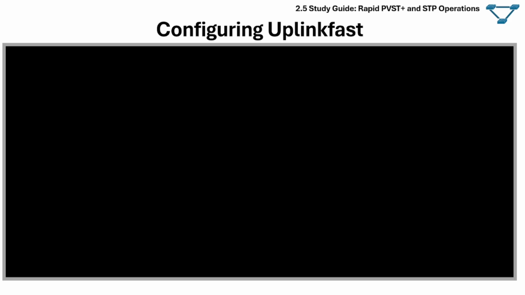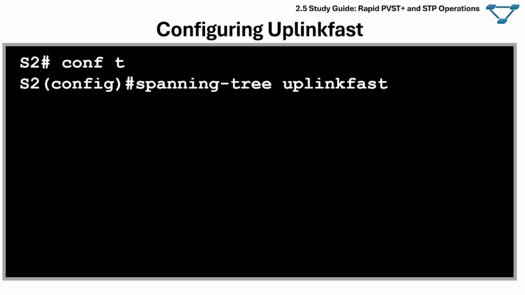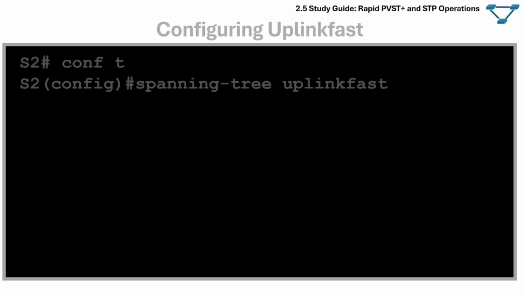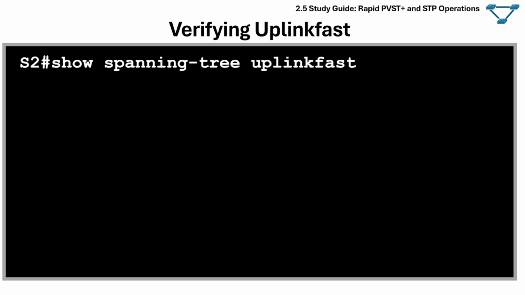Let's now configure UplinkFast. We can enable UplinkFast globally by going into the global configuration mode and using the command spanning-tree uplinkfast. Once enabled, UplinkFast works across the entire switch and all VLANs. This is different from PortFast, which works on a per-interface basis. To verify if UplinkFast was enabled, we can use the show spanning-tree uplinkfast command. And we can see in the output that UplinkFast is enabled.